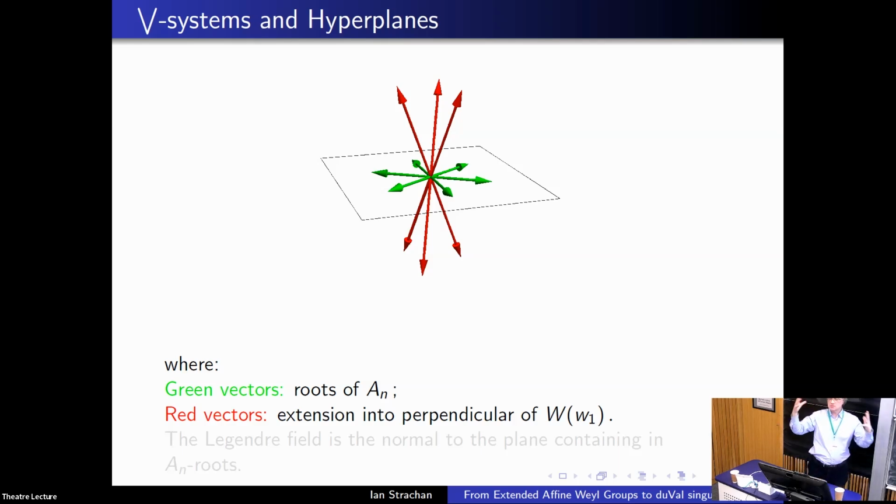So this whole configuration of vectors is highly symmetric. It's in n plus one dimensions. The Coxeter group, A_N, acts on it.